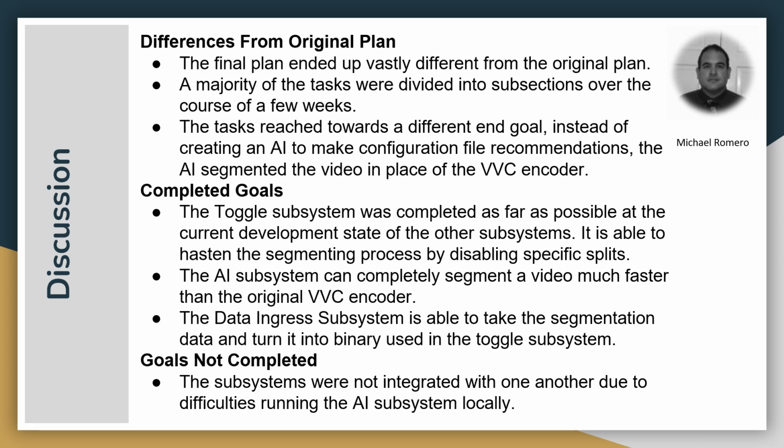Instead of creating an AI to make configuration file recommendations, the AI segmented the video in place of the VVC encoder. The goals that were completed was a toggle subsystem that was completed as far as possible as the current development state. It is able to hasten the segmenting process by disabling specific splits. The AI subsystem can completely segment a video much faster than the original VVC encoder. The data ingress subsystem is able to make segmentation data and turn it into binary information used in the toggle subsystem. The goals not completed was the subsystems were not integrated due to difficulties running the AI subsystem locally.